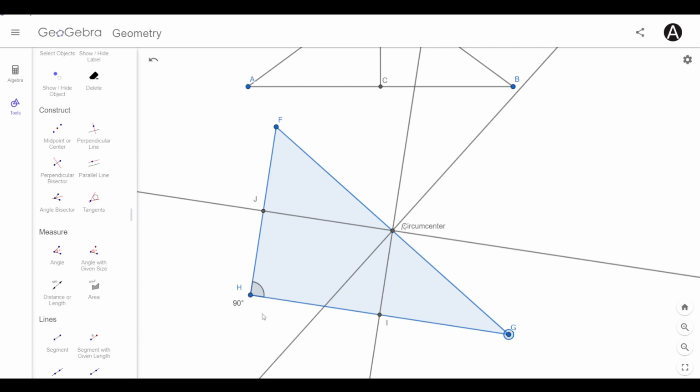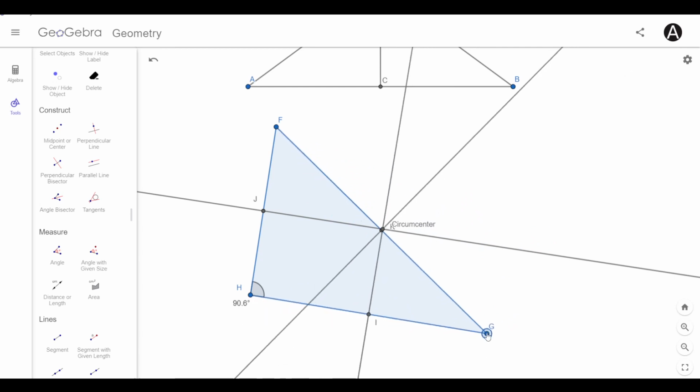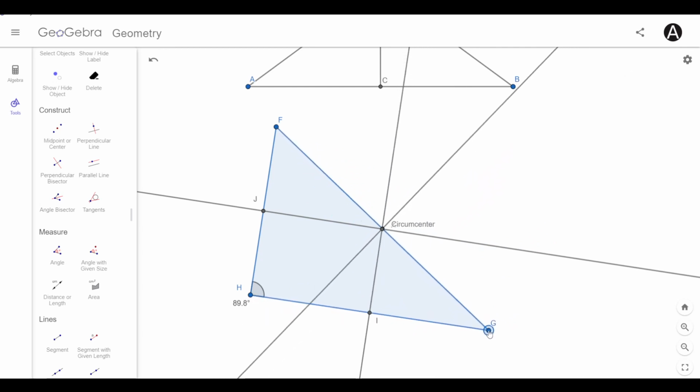All right, so when you have a right triangle, you can still find a circumcenter, but that circumcenter is going to be right on the hypotenuse at the midpoint. Everybody with me on that? See, the circumcenter's right there. It's right on it. So acute triangle, it's inside. Obtuse triangle, it's outside. And a right triangle, it's on the hypotenuse. Everybody good?